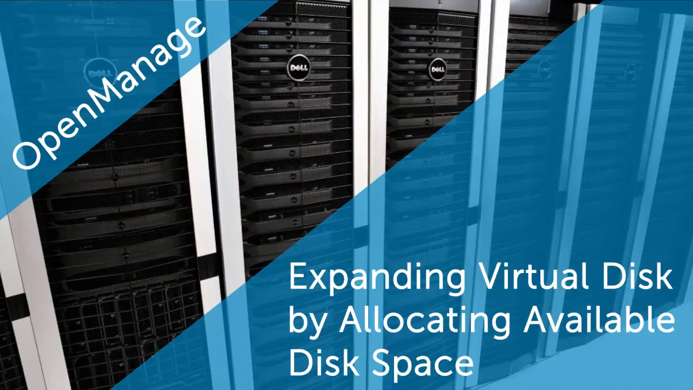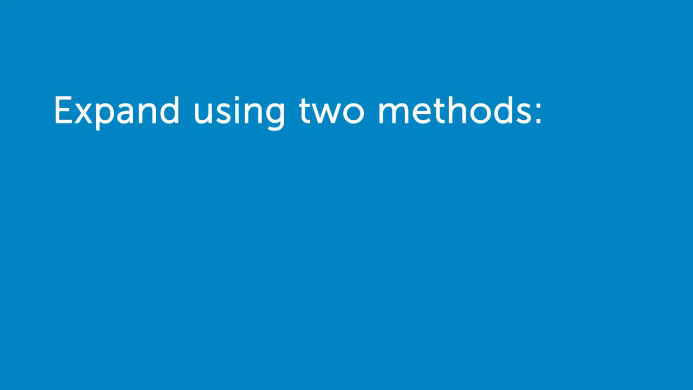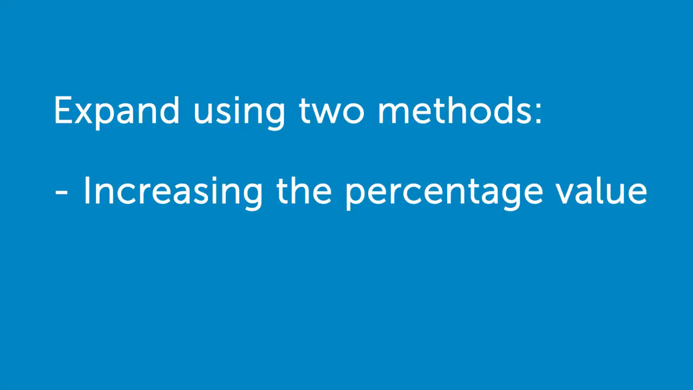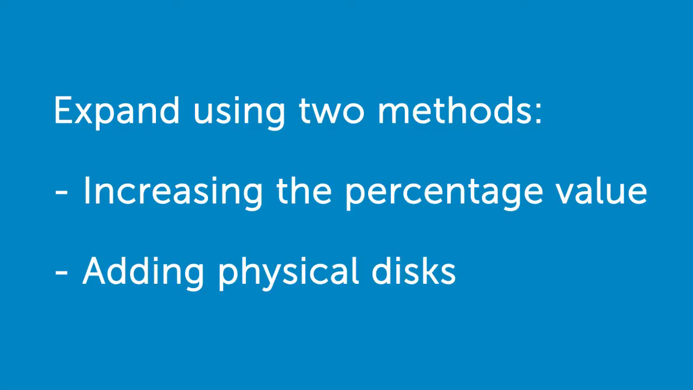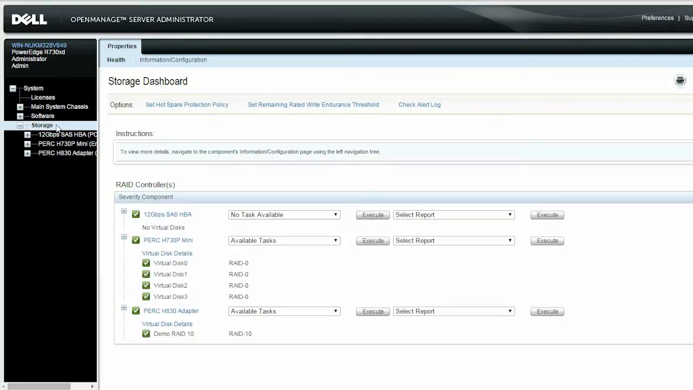OpenManage Storage Systems can be used to expand the capacity of a virtual disk in two methods: expanding the capacity of the virtual disk by increasing the percentage value, or expanding the capacity of the virtual disk by adding physical disks into the original RAID 10 virtual disk. In this video, we'll demonstrate how to expand the capacity of RAID 10 virtual disks in OpenManage Services by allocating the available disk space of the physical disks in a RAID 10 virtual disk.